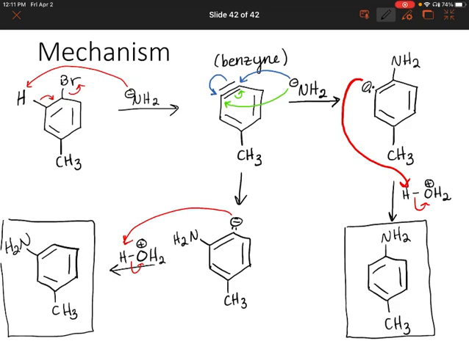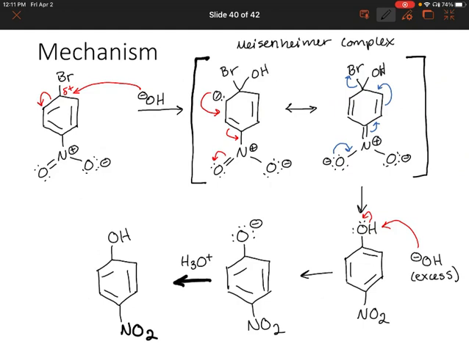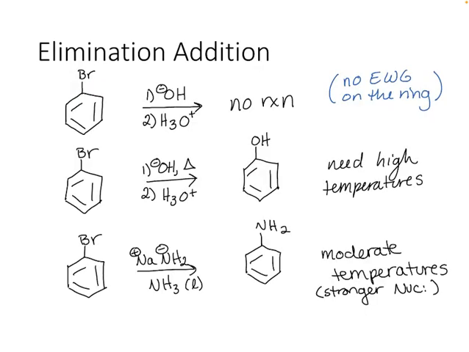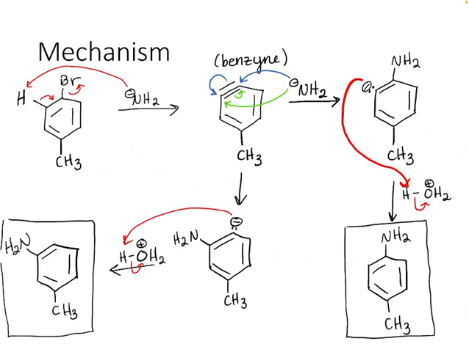So again, we have a very different mechanism for elimination addition reactions. And we have very different intermediates as well. So in our nucleophilic aromatic substitution reaction, our intermediate was the Meisenheimer complex. And in our elimination addition mechanism, our intermediate was benzyne, where we had a triple bond in our benzene ring.